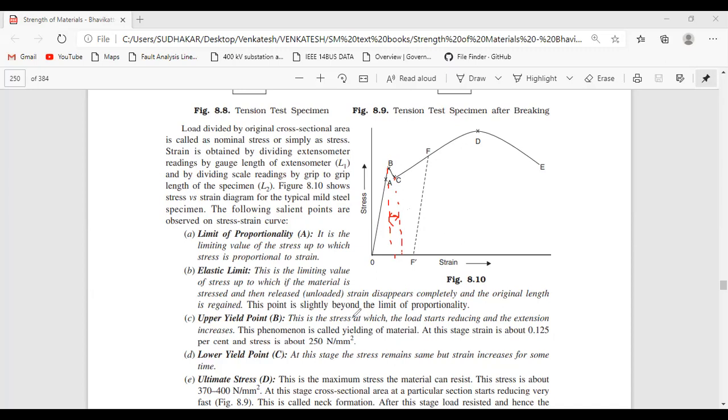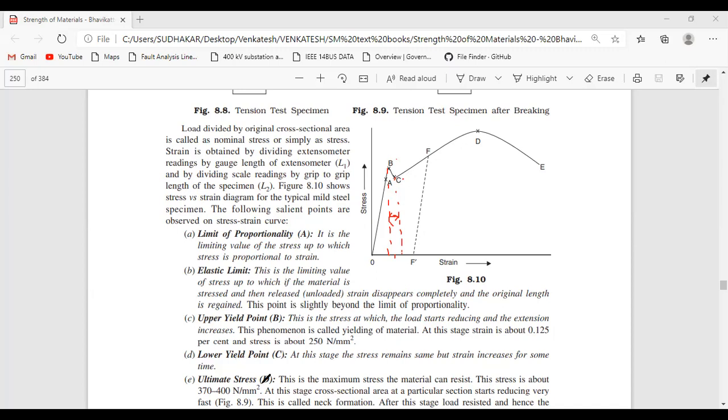Up to the proportional limit, the stress increases corresponding to the strain. And the next, the upper yield point, and then the lower yield point. At this stage, the stress remains the same, but the strain increases for some time. This is C, which you can call the lower yield point. At B, the upper yield point. At C, the stress is constant, but the strain goes on increasing.